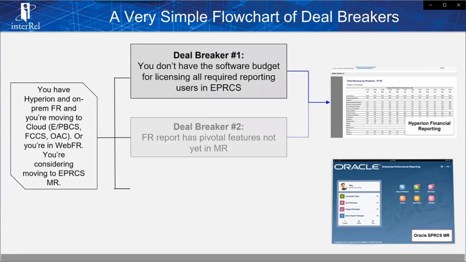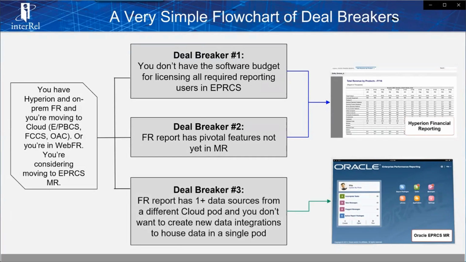The second deal breaker is FR has pivotal features, not yet in MR, and you're actually using them today. For one of the customers that I recently worked with this year, one of the big deal breakers was auto calculations. They really needed auto calculations. They also needed books. And because those two features do not exist in MR, they are now actually using a combination of FR and MR. Until MR has full parity, then they'll move everyone to MR. So that might be a deal breaker for you, which means that you have to stay in FR. Number 3, FR has 1+ data sources.